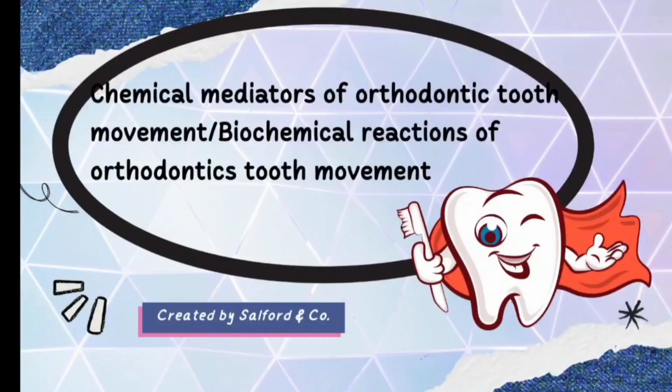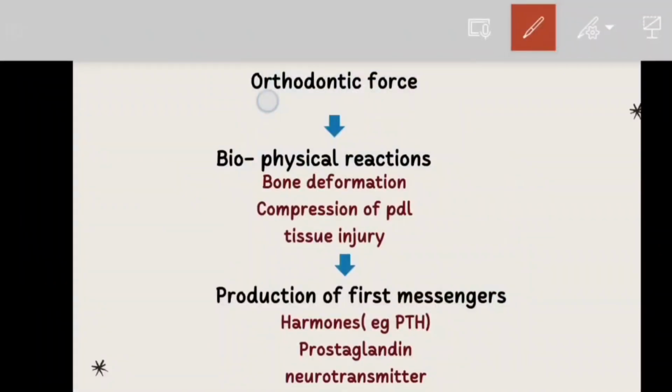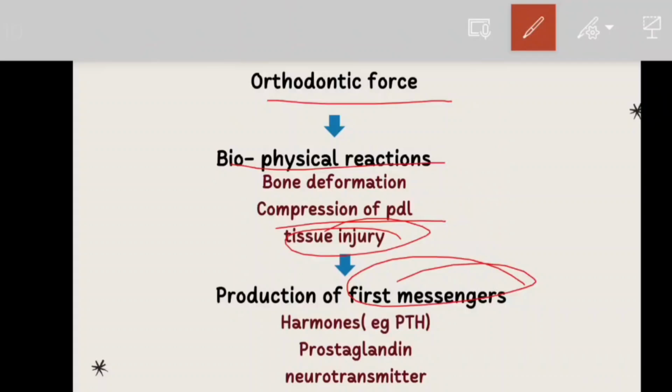So let's start. Students, when orthodontic force is applied to the tooth, the first thing that happens is a biophysical reaction. The surrounding bone gets slightly deformed, then the periodontal ligament gets compressed. Now tell me, what happens when tissues are compressed? Exactly, mild tissue injury occurs. This injury is important because it stimulates the release of chemical signals called the first messengers. These first messengers include hormones, prostaglandins and neurotransmitters. Remember this sequence because it is frequently asked in exams.